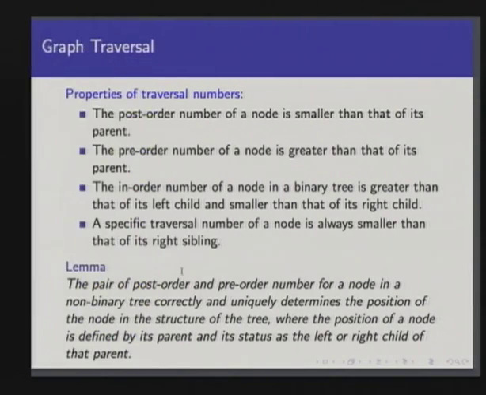So there is a lemma that the pair of post-order and pre-order numbers for a node in a non-binary tree correctly and uniquely determines the position of the node in the structure of the tree, where the position of a node is defined by its parent and its status as the left or right child of the parent. This is a very interesting result. Some graph theoreticians produced this result: if we assign a pre-order number and post-order number to each and every node of a graph, and then we break that graph so we have only a set of vertices, we can then use the information stored inside the vertices to construct the original graph.